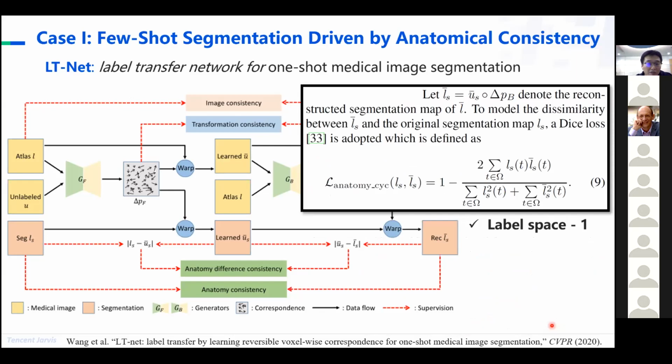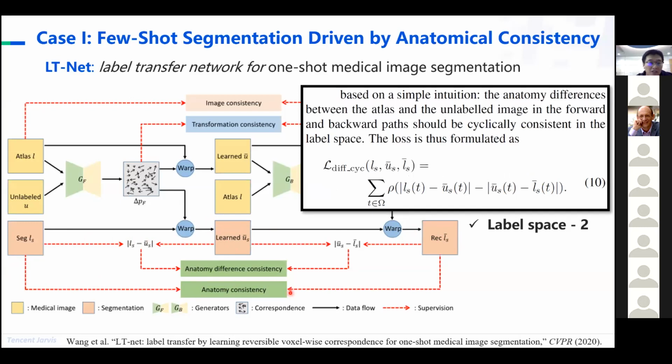Then in the label space, we have 2 losses. The first one is the same as in the image space. We have the segmentation of the original atlas. Then we warp it to the unlabeled image, and warp it back in the backward path to reconstruct the original segmentation. This should be the same, therefore we impose a dice coefficient loss here. Secondly, the difference between the structure of the atlas and the unlabeled images should be consistent in the forward path and in the backward path. So here we impose another loss.